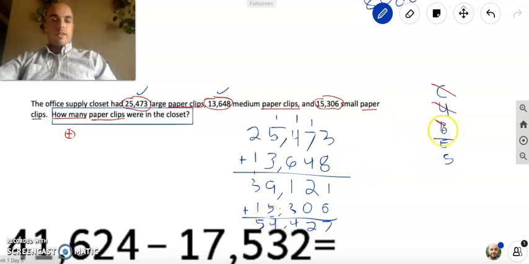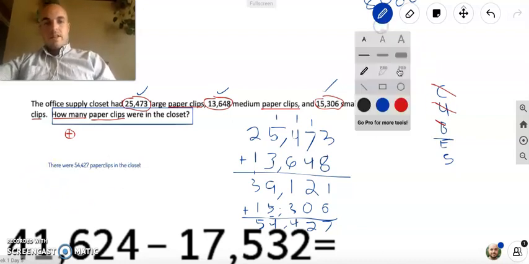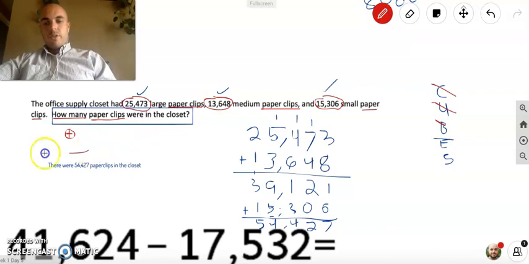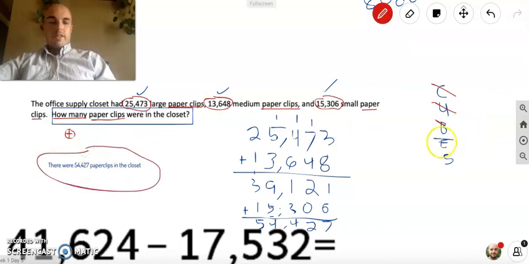Okay, so I have my equation. Now I need to just write this out. So there were 54,427 paper clips in the closet. That's my final answer. I'll even circle it in red just to make sure that we can see that very easily. And I've done all of my steps.